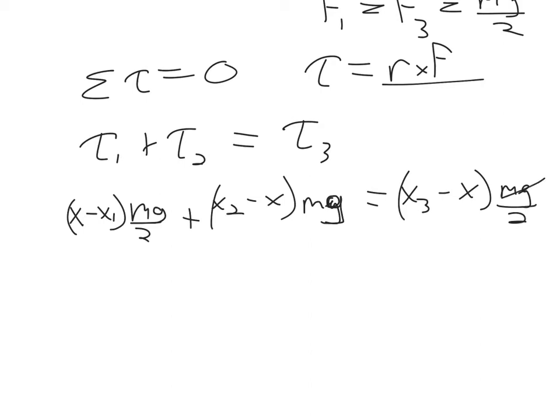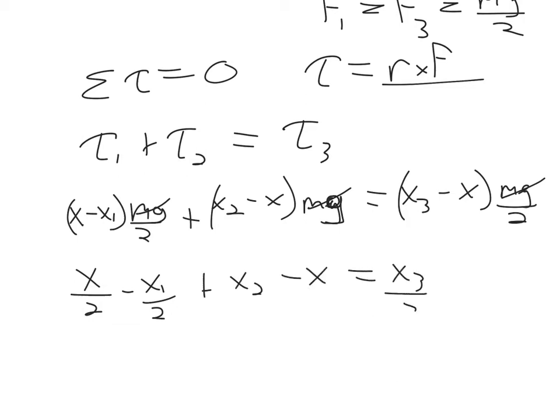Notice that the mg cancels. I can just divide through by it. So what I'm really getting here, if I distribute the 1/2, is x over 2 minus x1 over 2 plus x2 minus x equal to x3 over 2 minus x over 2.